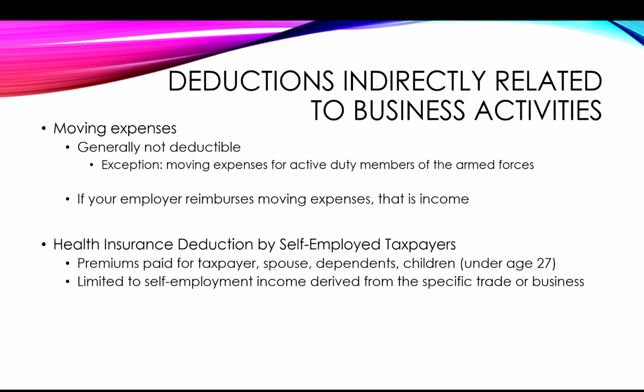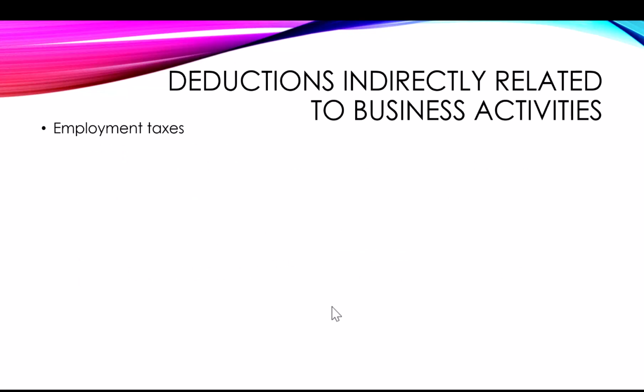You can't use a health insurance premium to drive your business income below zero. So the maximum amount that you can deduct as a for AGI deduction for health insurance is limited to your self-employment income that was derived from the specific trade or business. Now let's talk about the self-employment tax deduction. Before we get there, I just want to remind you about employment taxes in general.